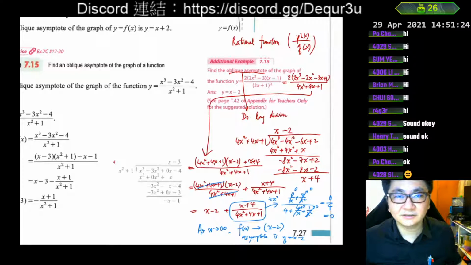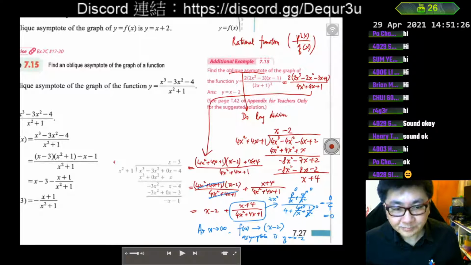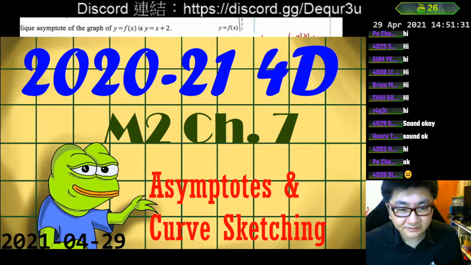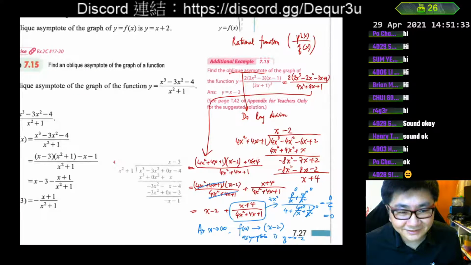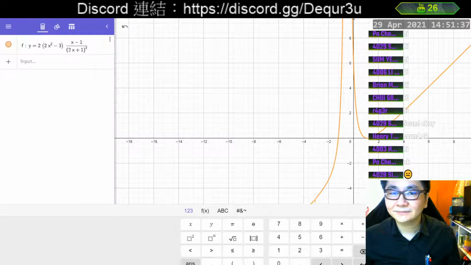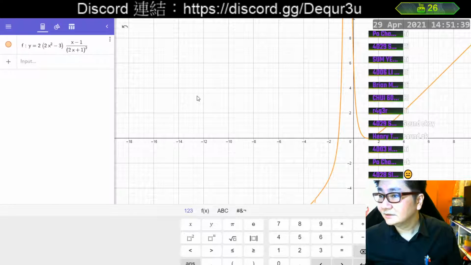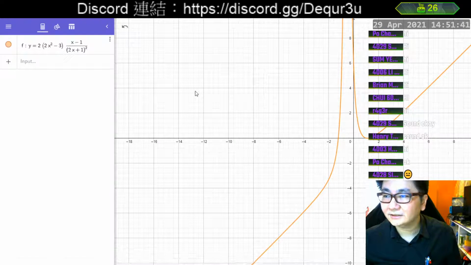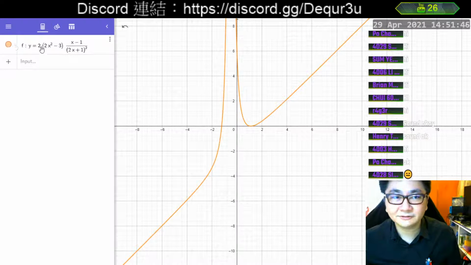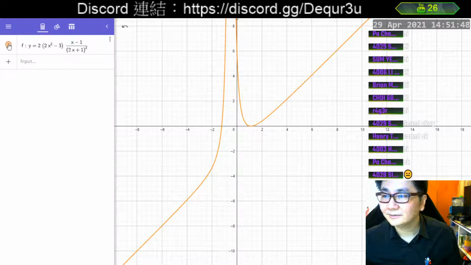I'll change to the Geogebra display here. Turn this off, and then turn this on. Okay, so this is the Geogebra display. I have already plotted the graph here, and I try to move the function here. Okay, so the orange one is the function.